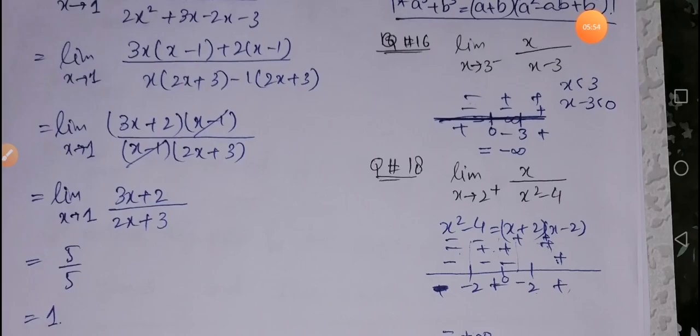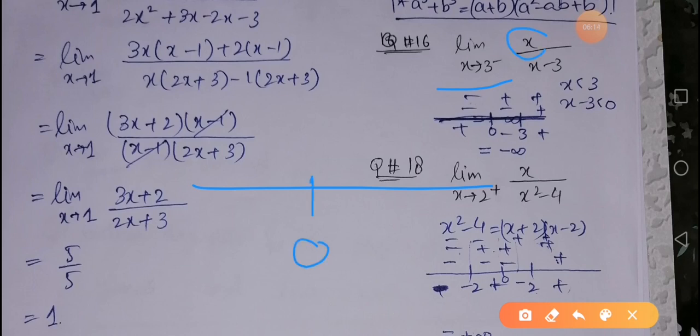Here we have question number 16, limit as x approaches 3 from the left-hand side of x over x minus 3. When we put x equal to 3 directly, we get 3 by 0, that is infinity. But now we have to decide if it is positive infinity or negative infinity. So we are going to draw the sign chart for this. The numerator is 0 at x equal to 0, and the denominator is 0 at x equal to 3. So we put these two values on the sign chart, on the real line, and now we have 3 intervals.